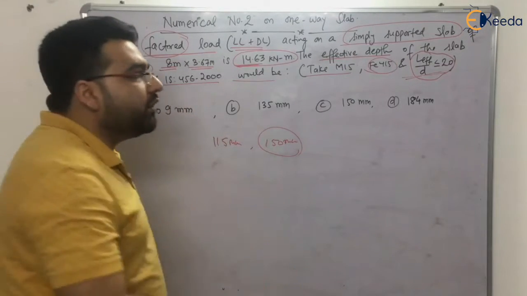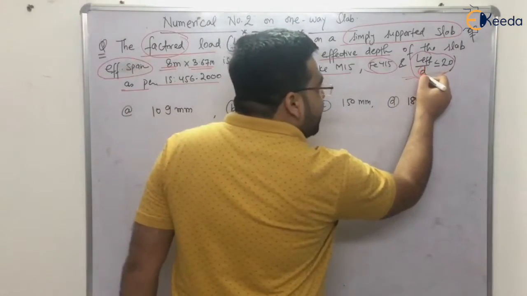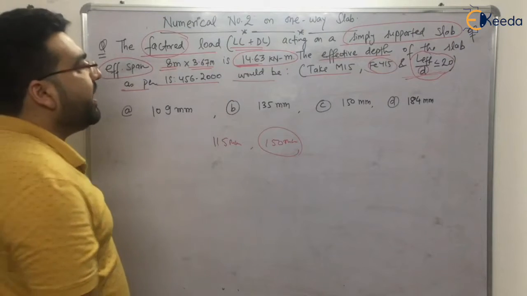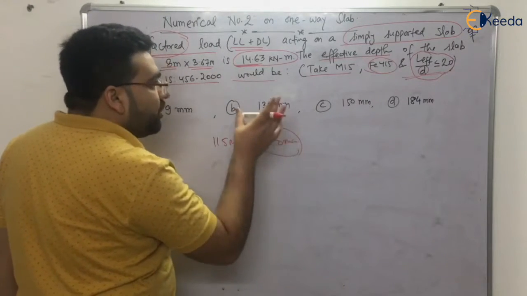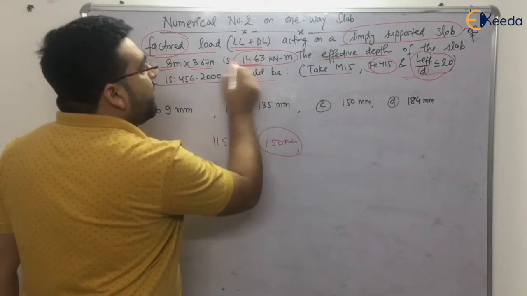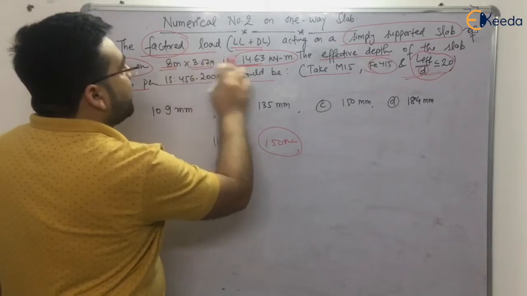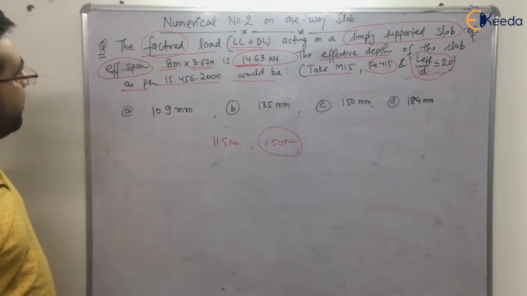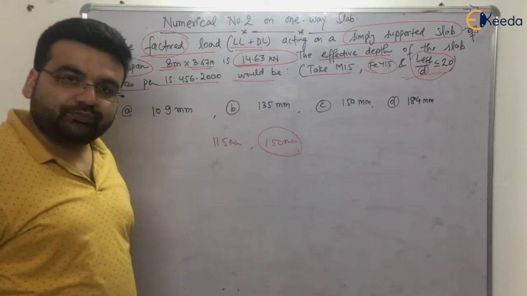It means that in this question we have to take two steps. The first step would be to determine the effective depth from the deflection control criteria, and the second step would be to determine the effective depth from the moment criteria, right? The factored load is in kilonewton, sorry, not meter. Kilonewton, right? Okay. So this is what we have to do.